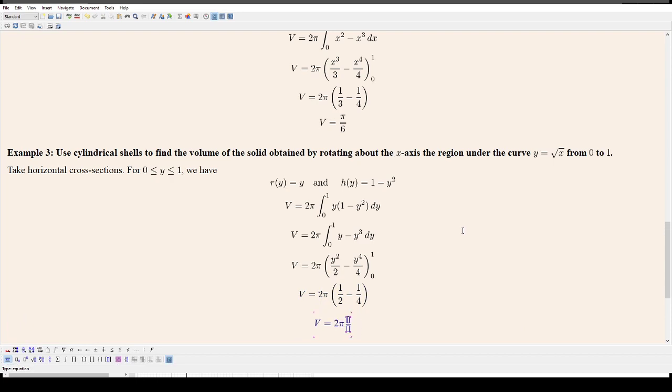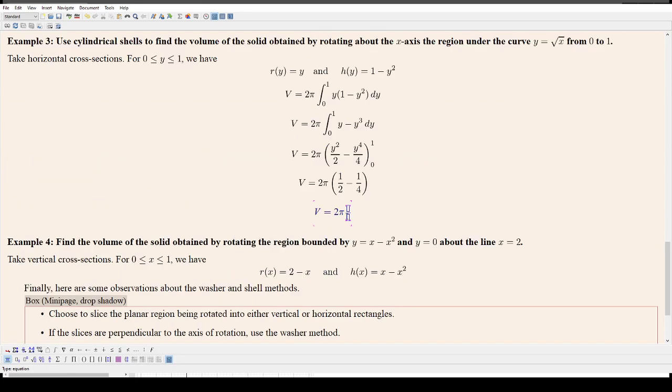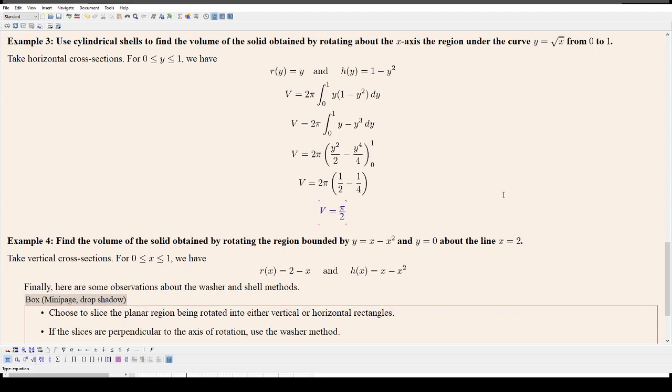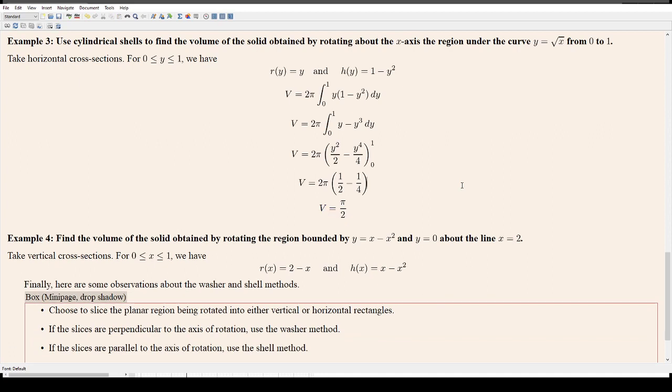Okay, so let's see. Common denominator is 4. 2 minus 1, so that's 1. 1 times 2 is 2. 2 over 4 is 1/2. And then just put the pi on top. So pi over 2, which is in agreement. I seem to recall that we ended up getting pi over 2 last time as well.